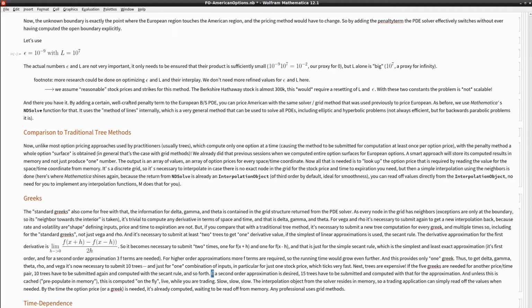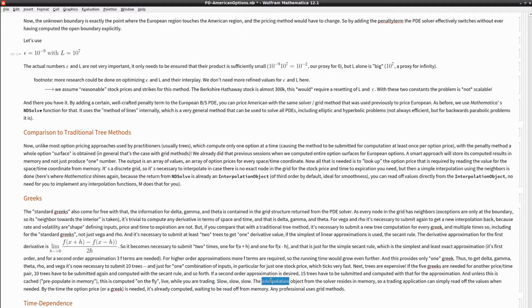And next, if a second order approximation isn't needed, then we need to submit 15 trees, and it's just progressively getting worse and worse and worse. And then, if you go this way, you definitely should cache it, pre-populate in memory. In Mathematica we call that memoization. If you do this on the fly, then you're just getting progressively slower and slower. When you do this in live trading, it's just getting slow, slow, slow.